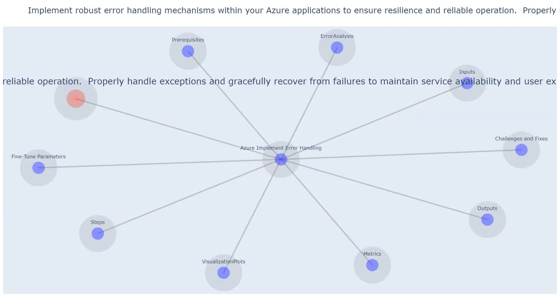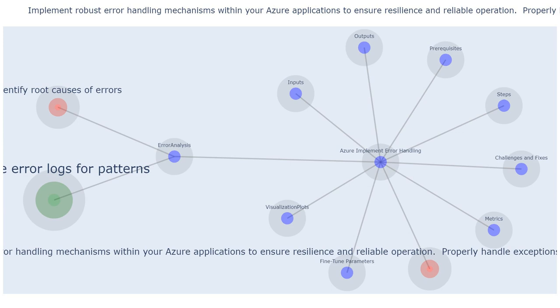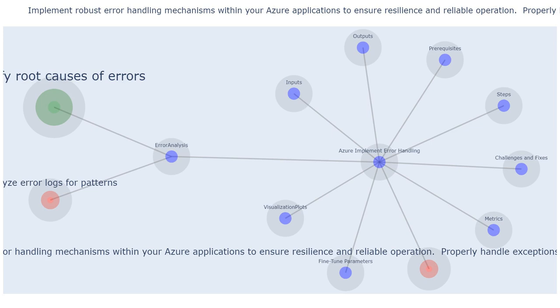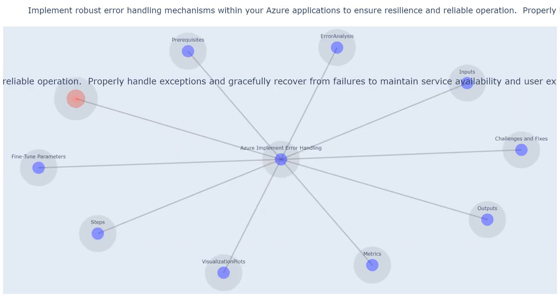Error analysis. Analyze error logs for patterns in recurring error messages to identify potential common causes and troubleshoot effectively. Identify root causes of errors by investigating the context surrounding the error, including application code, resource configurations, and external factors that could have contributed. Challenges and fixes.